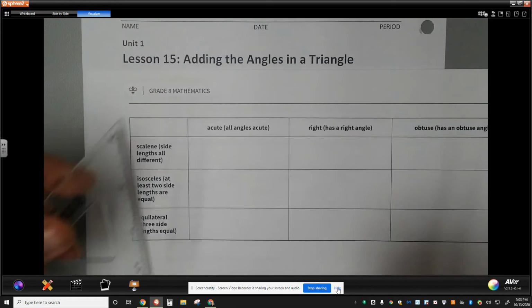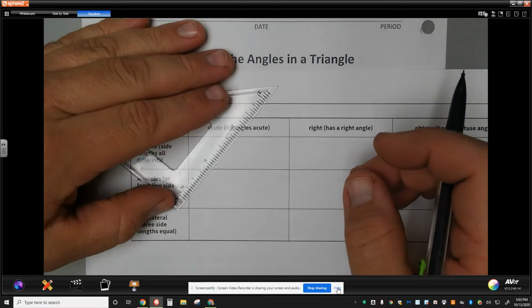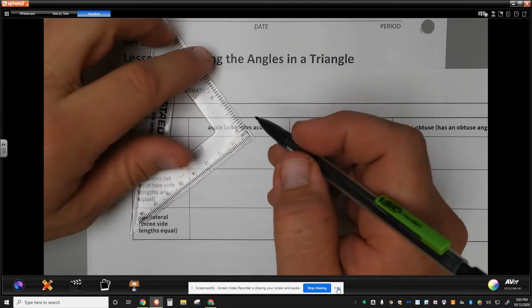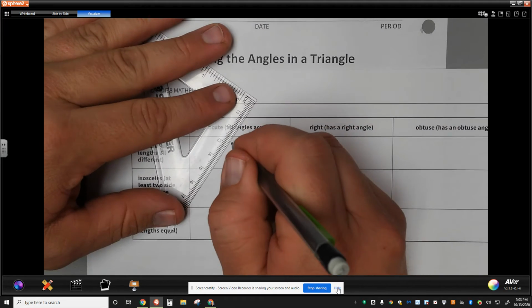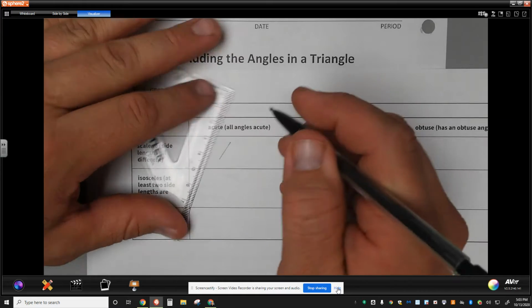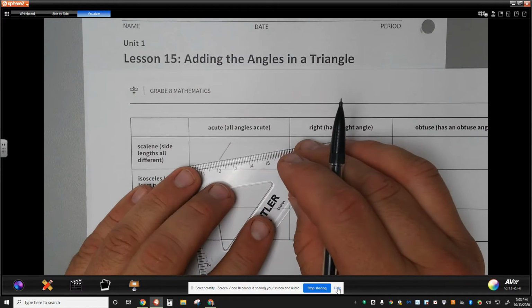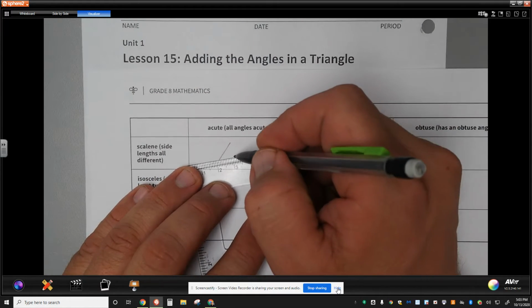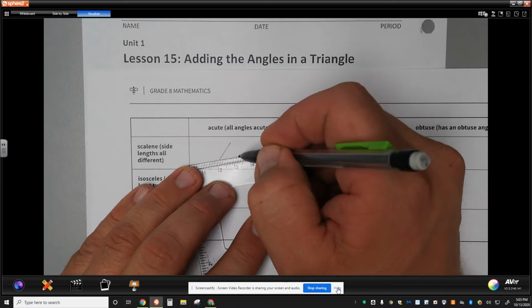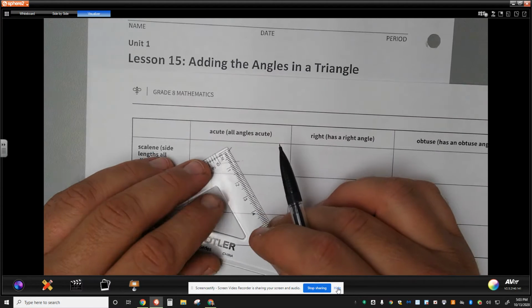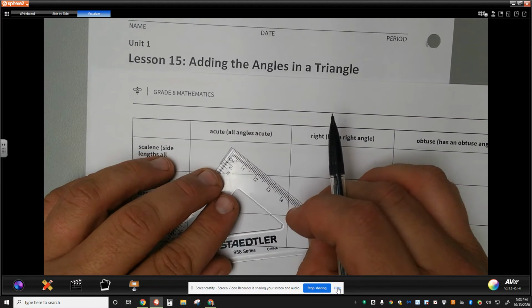So I'm going to go ahead and use my triangle and some straight edges just to make sure that I get an acute angle. So we have to make sure all the angles are less than 90 degrees, but all the side lengths have to be of a different length. So I have to be really careful to not go too far. Let's make sure that that is not going to be 90 degrees.